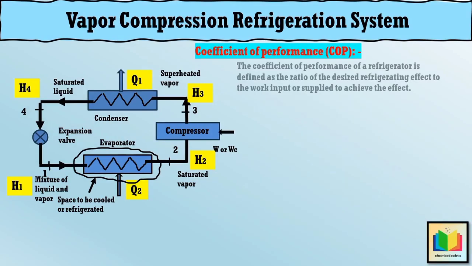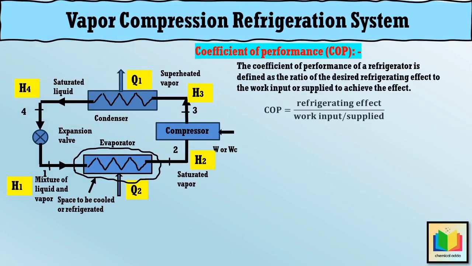So as we know, the coefficient of performance of a refrigerator is the ratio of the desired refrigerating effect to the work input or supplied to achieve the effect. Therefore, from the definition, we can write COP is equal to the refrigerating effect divided by work input or supply. But in the refrigeration cycle, the refrigerating effect is also known as heat absorbed from the cold body. Hence, the formula for COP can be written as COP is equal to the heat absorbed from the cold body divided by work input or supplied.